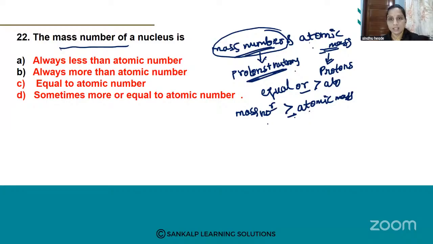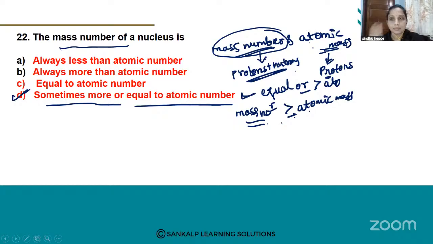What is the reason? The mass number gives the total number of protons and neutrons, but the atomic number represents only the protons. So the mass number is greater than or equal to the atomic number. Which option is correct? Option D is correct. It is sometimes more or sometimes equal to the atomic number. So here the mass number of a nucleus is sometimes more than or equal to the atomic number.